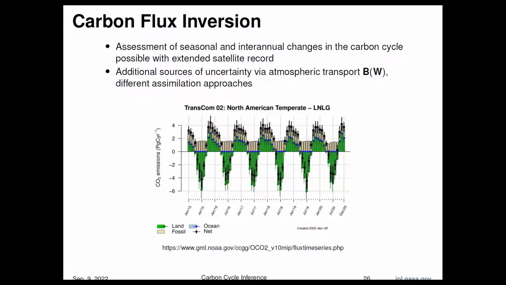The plot at the bottom is just an example of a time record of these fluxes over North America over the course of several years of OCO2 satellite retrievals. Going back to what we've talked about previously in the rest of the talk, these challenges in characterizing uncertainty in level 2 and potential biases have an impact on this flux inversion problem. That's something the carbon cycle science community is putting a lot of focus on.